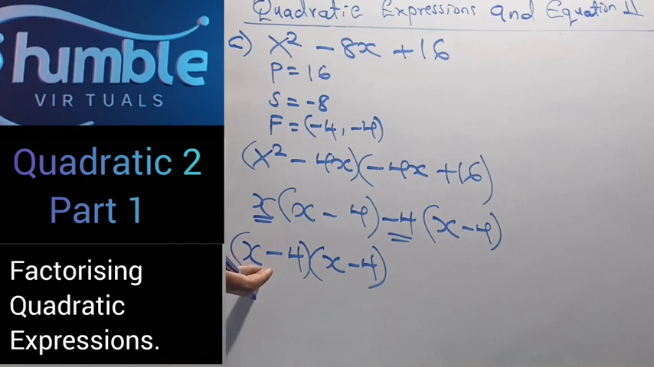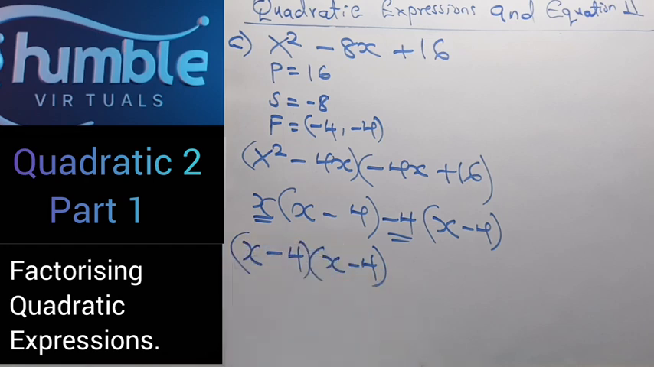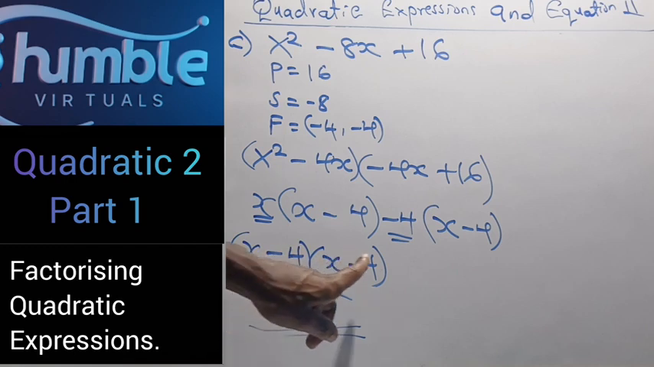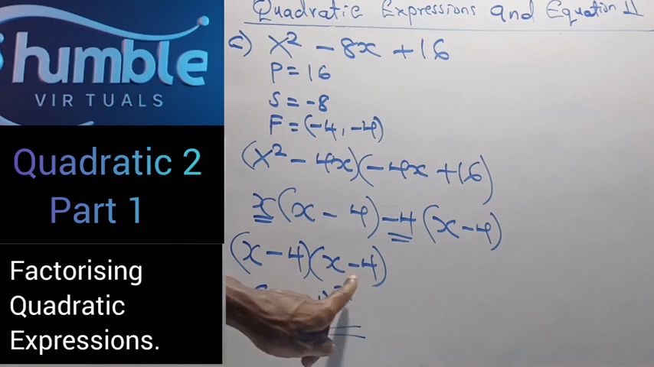Now we can see that this is x minus 4, x minus 4. That is same as multiplying the number by itself. So we shall now have that the correct factorization will be x minus 4 squared, because this is x minus 4 times x minus 4, and that is the same bracket being multiplied twice. So therefore you pick it and you raise it to power 2.